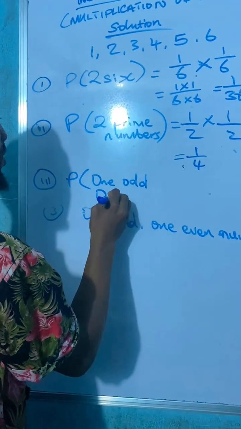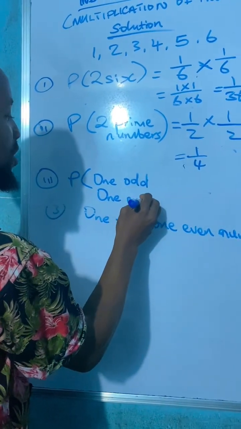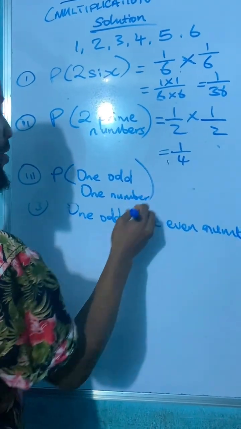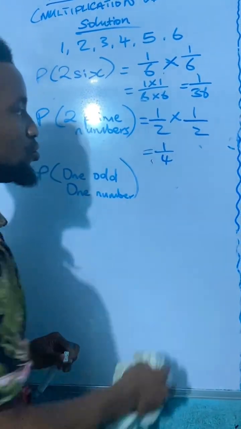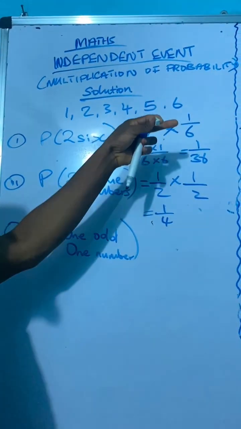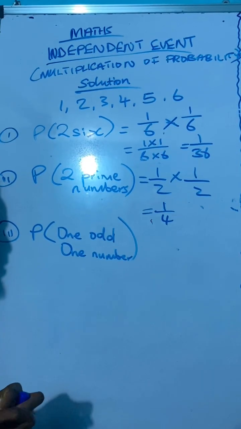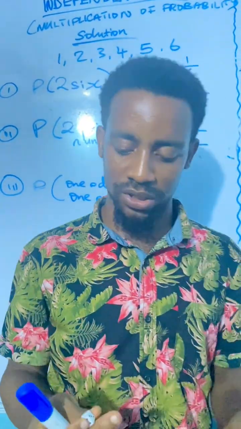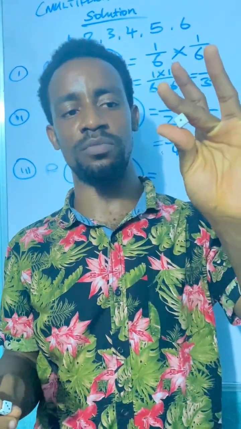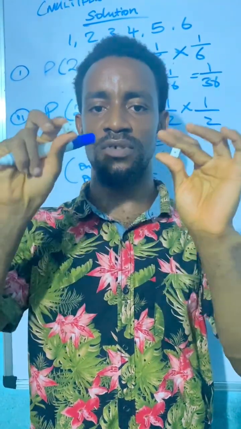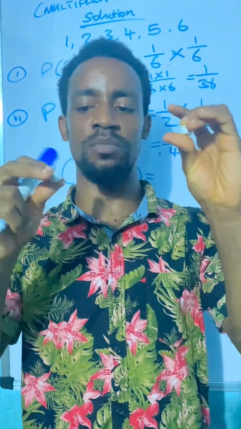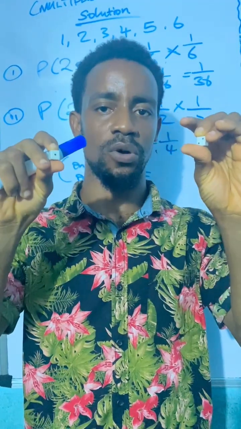Are you getting me? Now this one is going to be tricky. Why I said it's going to be tricky is we are going to do both multiplication of probability, then we do addition of probability. Now it did not tell us if the first number should be odd and the second one should be even, or if the first one should be even and the second one should be odd.